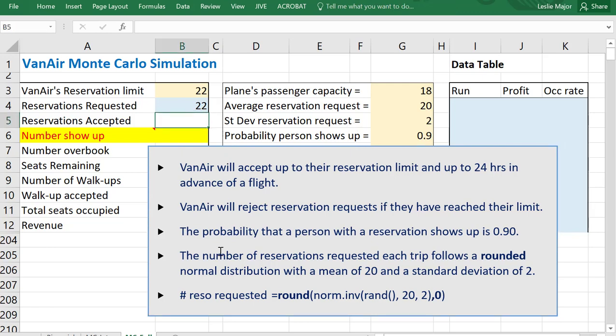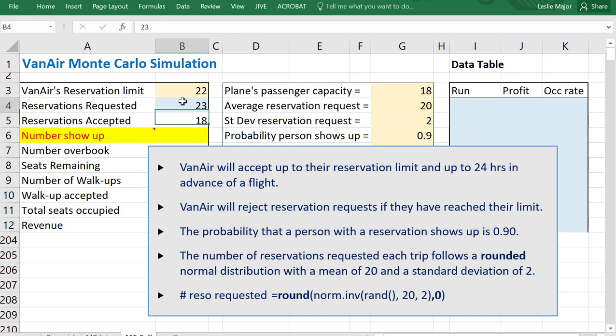Now our reservation's accepted. So what we need to do is take the lower of the two numbers, because if we only have, let's say, 18 reservations requested with a limit of 22, well, we just take those 18 then. Now, what if we have over the 22?